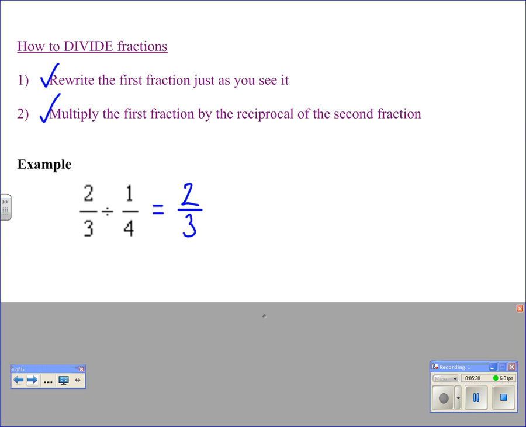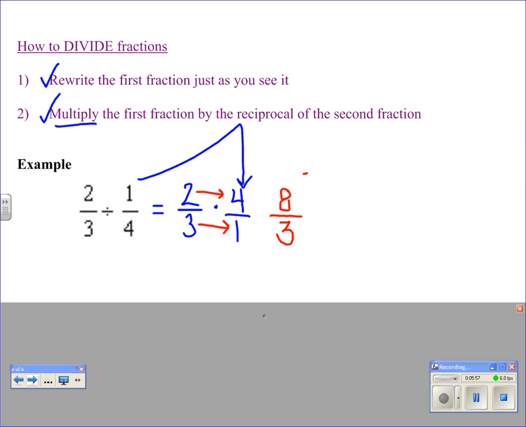Then my second step is to multiply the first fraction. So I'm going to multiply 2/3 by the reciprocal of the second fraction, which in this case would be 4/1. To multiply fractions, we just learned that you multiply straight across. 2 times 4 is 8, and 3 times 1 is 3.